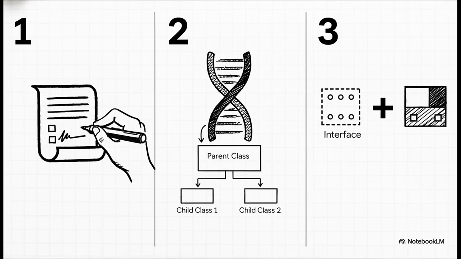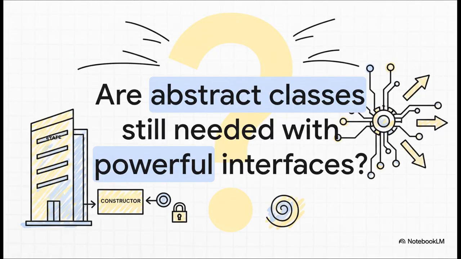And 3, leverage both. They're not enemies. The best systems, like Java's own collections framework, do this beautifully. They use an interface like List for the contract and an abstract class like AbstractList to give developers a huge head start on implementing it. And that brings us to the big question, the one I want to leave you with. With interfaces being so powerful now, is there really a place for abstract classes anymore?